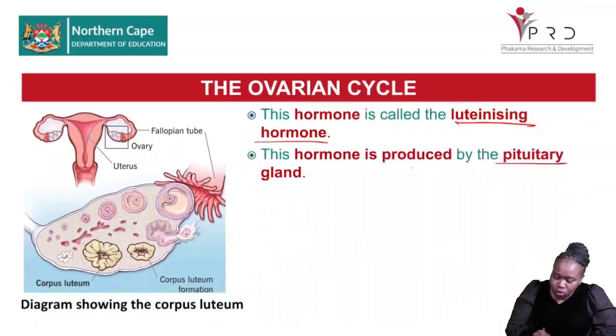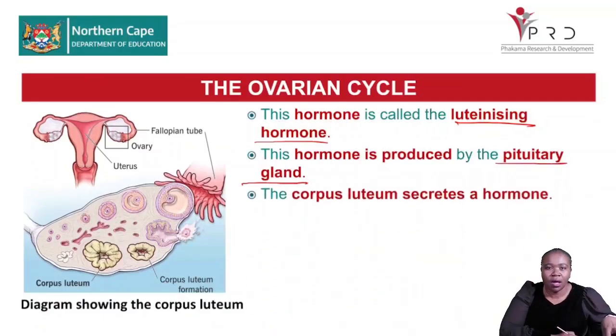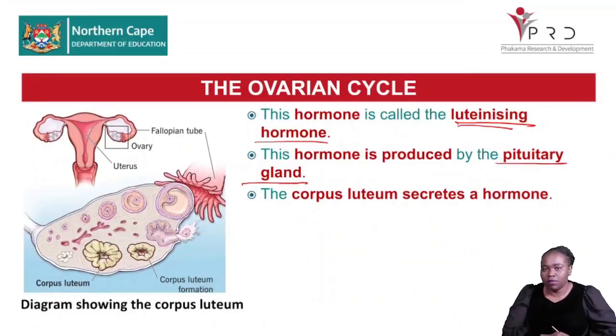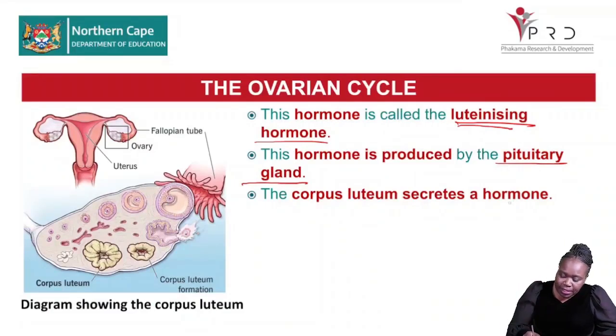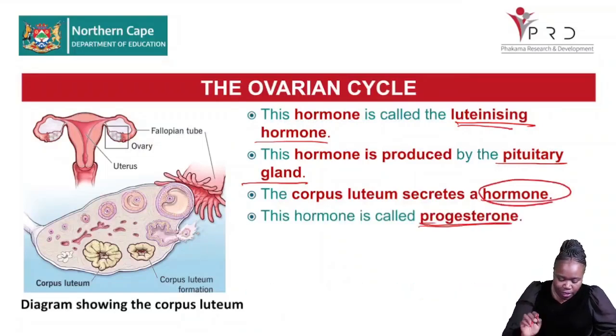This hormone is also produced by the pituitary gland. So the two pituitary gland hormones are functioning to develop a follicle into a Graafian follicle that contains an ovum, and then the release of the ovum, which is ovulation, is stimulated by the luteinizing hormone, and the conversion of the Graafian follicle into a corpus luteum. Now, this corpus luteum also plays a role in secreting the hormone progesterone, which we are going to look at just now.